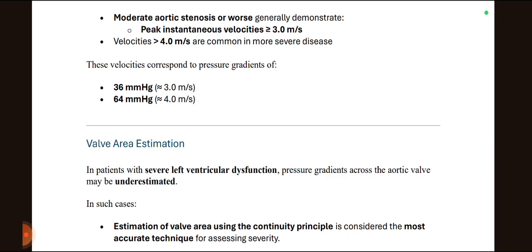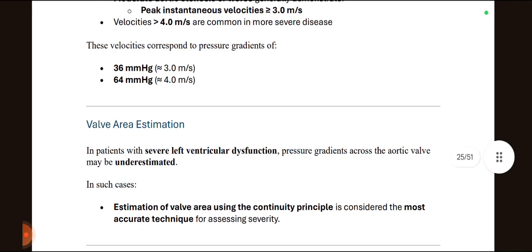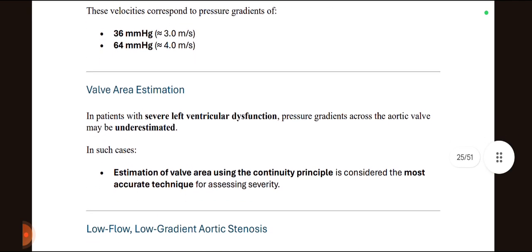Okay, 3 का square 9, 9 4 36, और अगर 4 मीटर पर सेकेंड चल रही है तो 4 का स्क्वायर 16, 16 4 जा 64, तो 64 मिलीमीटर्स ऑफ मर्करी यहाँ पर प्रेशर का ग्रेडियंट होगा.